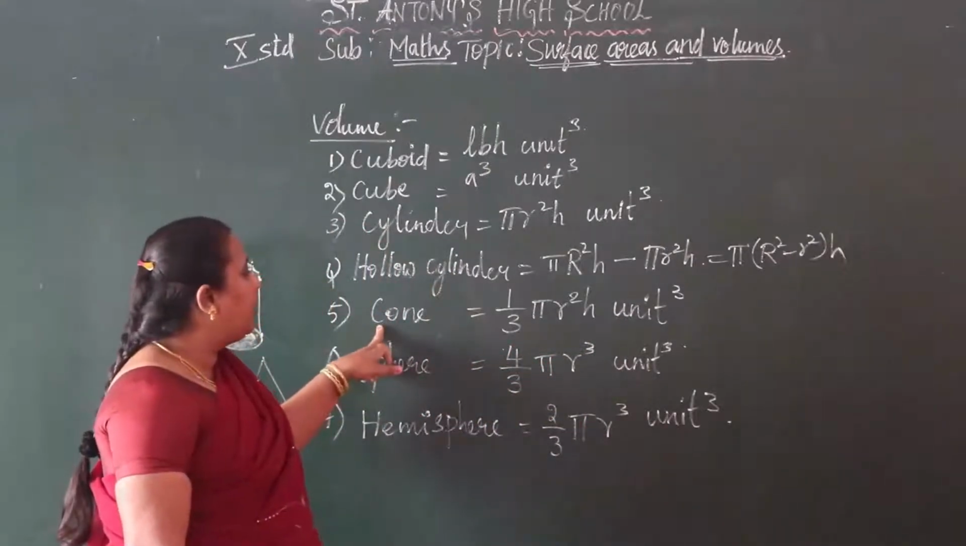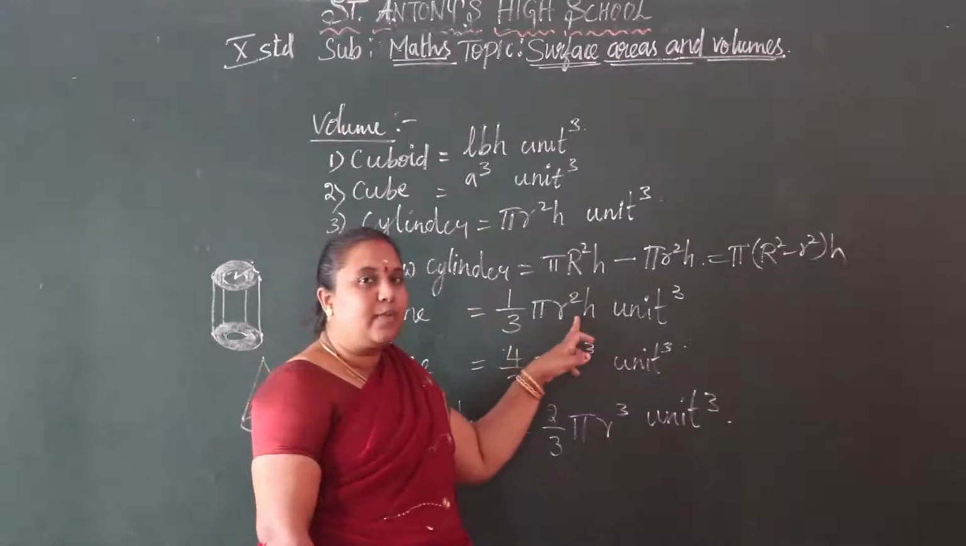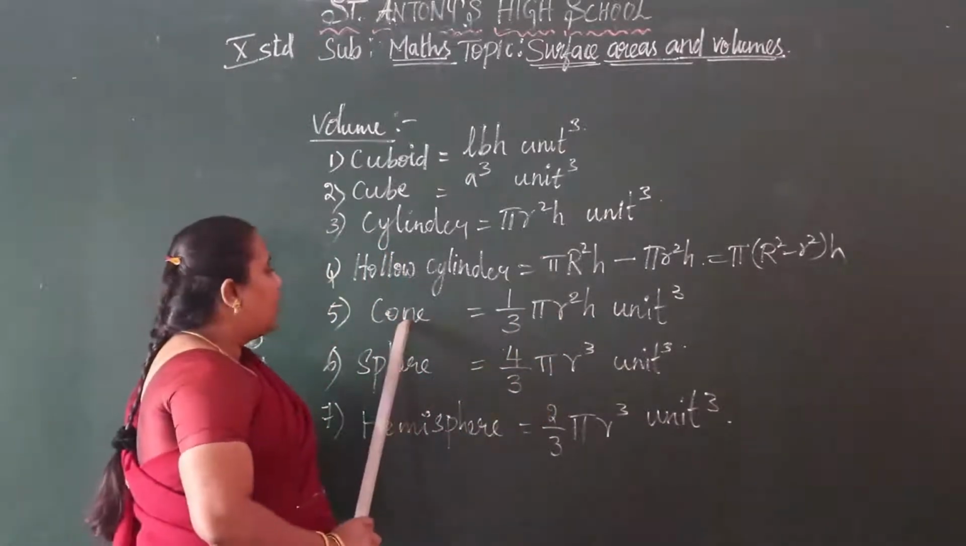Okay, volume of cone equals 1 by 3 pi r square h. See, volume of cone equals 1 by 3 pi r square h.